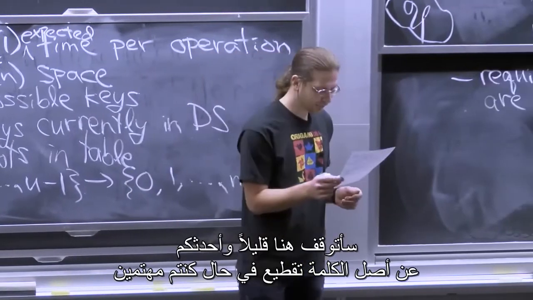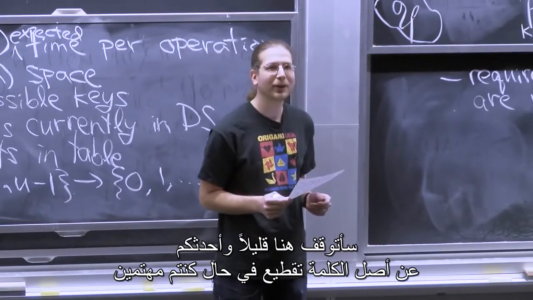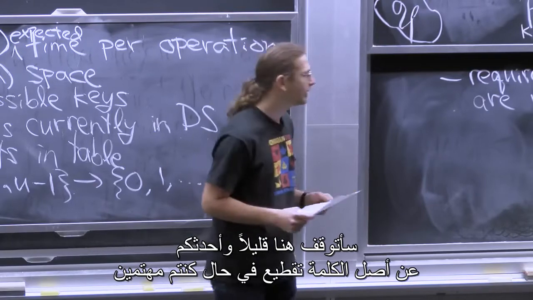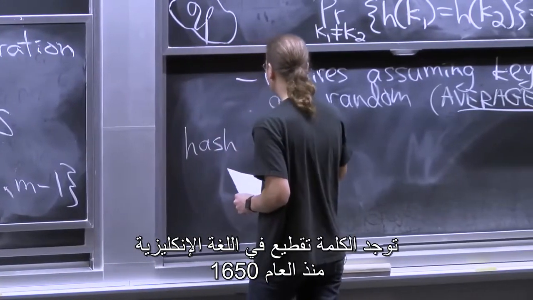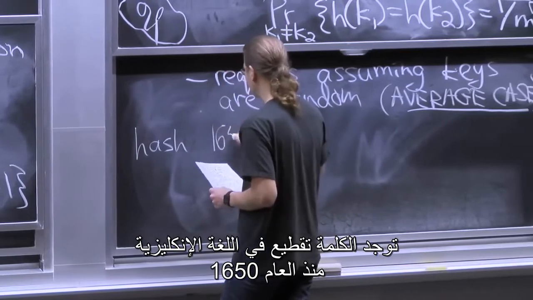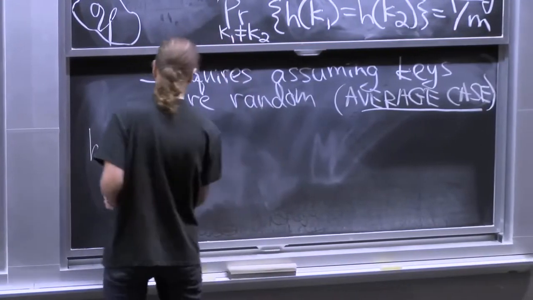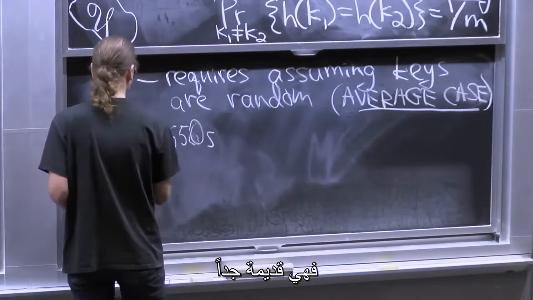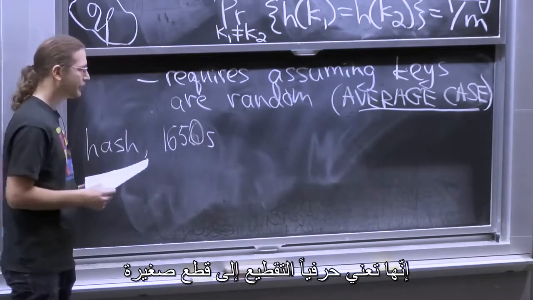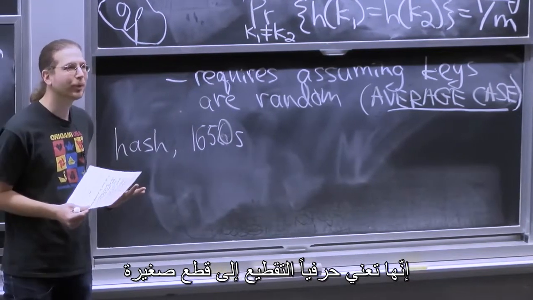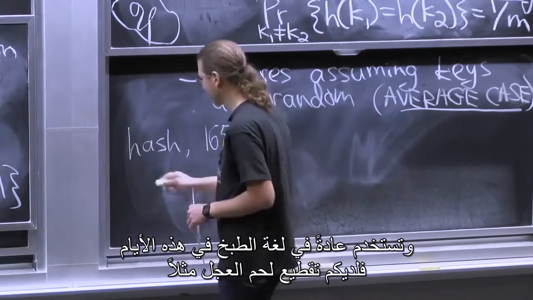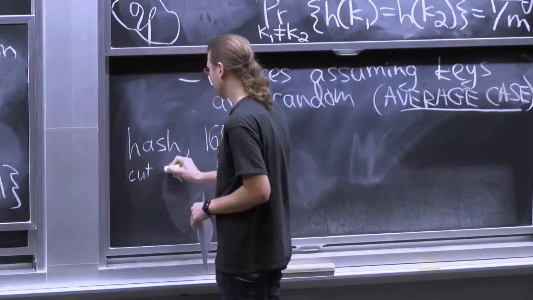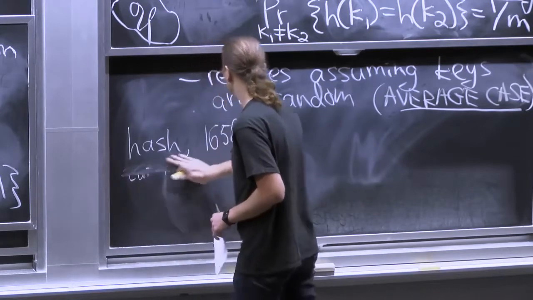I'm going to take a brief pause and tell you about the etymology of the word hash, in case you're curious. Hash is an English word since the 1650s. So it's pretty old. It means literally cut into small pieces. It's usually used in a culinary sense, like these days you have corned beef hash or something. Put the definition over here.